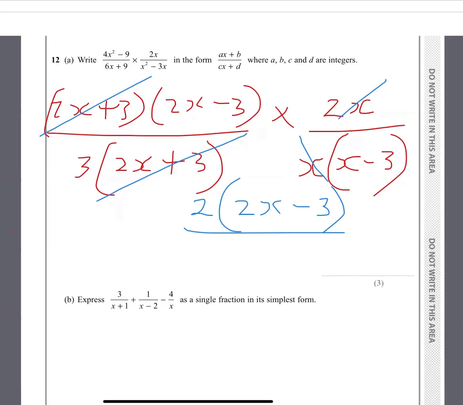Wait, of which fraction? The same fraction we are dealing with, and we have cancelled 2x plus 3 and 2x plus 3 out. So, the x, at the bottom, the left bottom here, what should we be having? 3. 3.